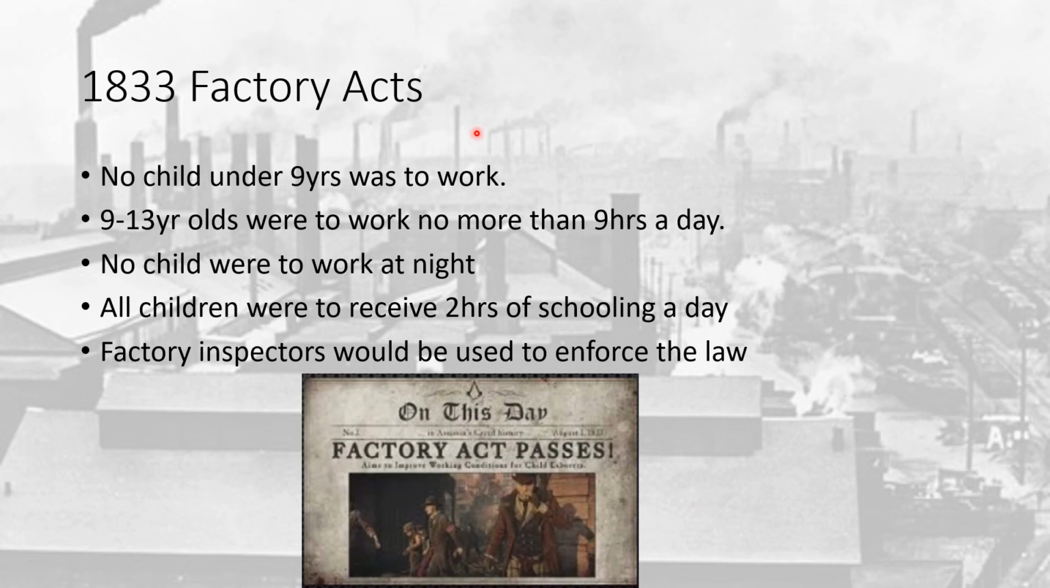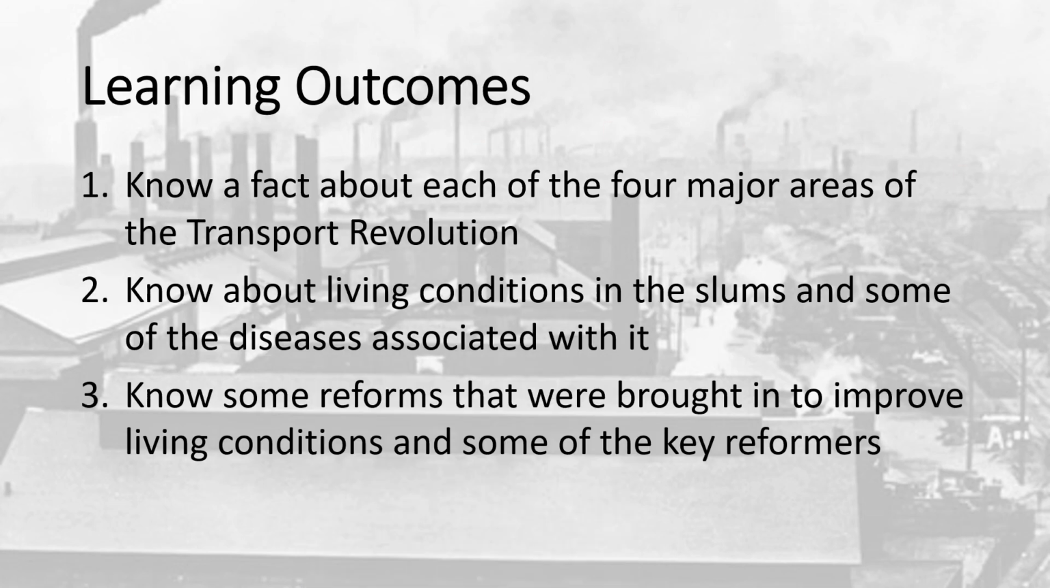And in tomorrow's class, we're going to be looking at other different types of acts that were created. So by the end of this class, what you should all know is our different learning outcomes that we've gone through. So you should know the four major areas of the transport revolution, such as roads, trains, canals, and ships. So you should be able to name and list all those four major transports. You should also know about the living conditions within the slums and the diseases associated with it. And also, you should know about the improvements to living conditions brought in and some of the key reforms.